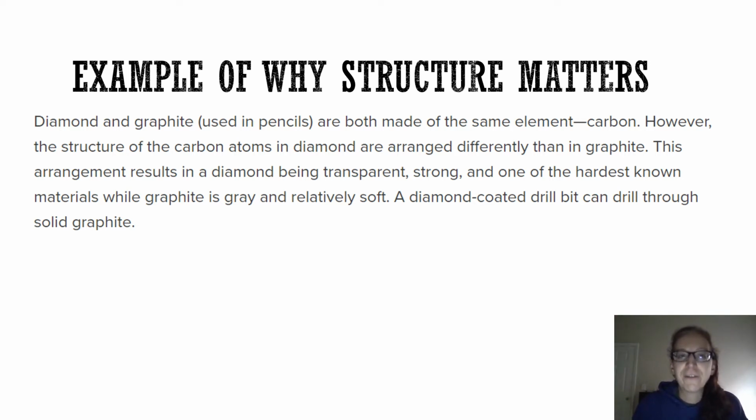So diamond and graphite are both made out of the same element, carbon. If you were to break them down into the atoms that comprise them, they are both made out of the same atom, carbon. But the structure, how those carbon atoms are put together, is different, and they result in totally different kinds of substances. A diamond is transparent and strong. It's one of the hardest materials known, and graphite is gray and relatively soft.